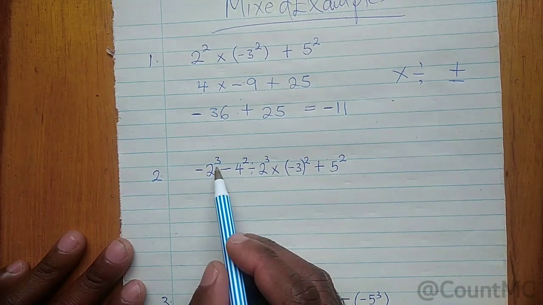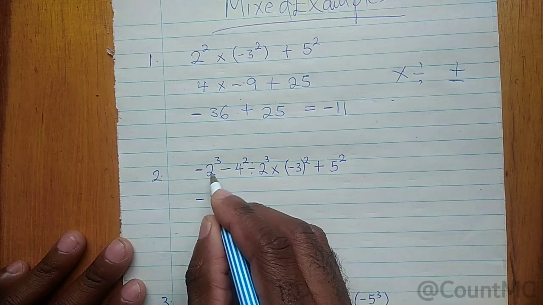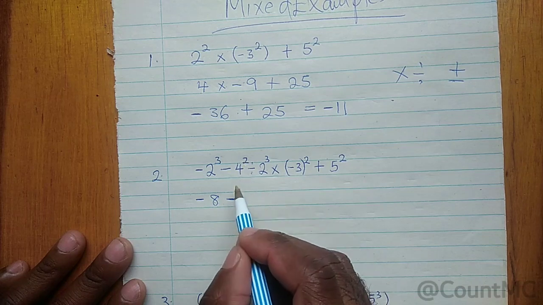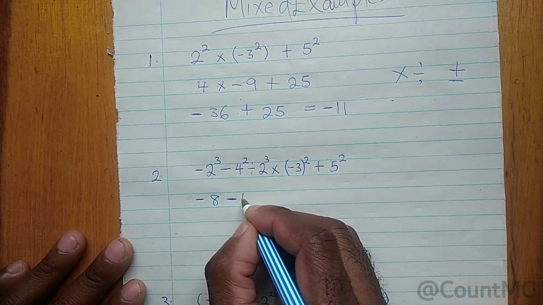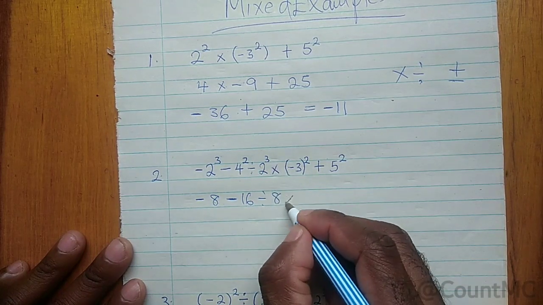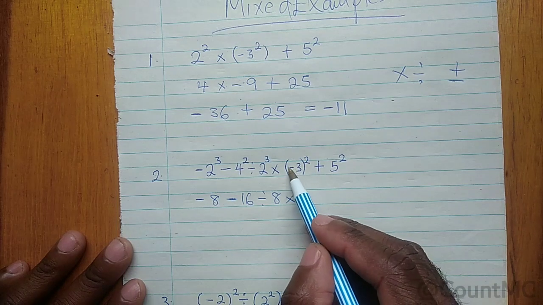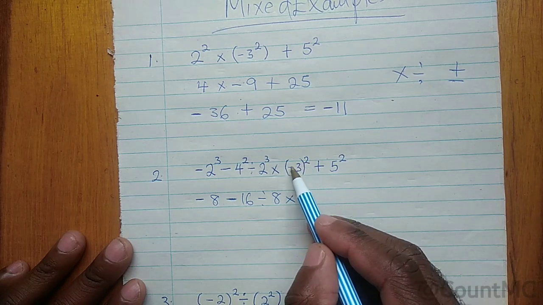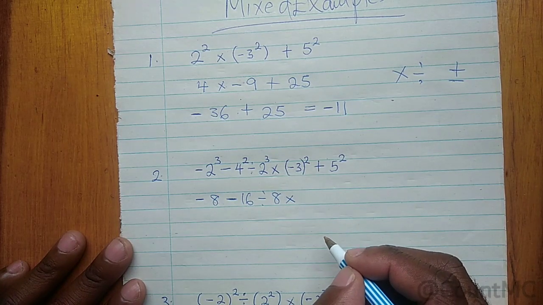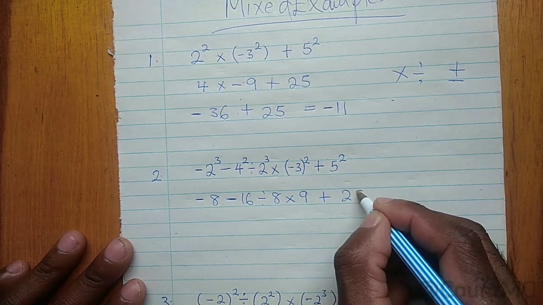So minus 2 to the power 3, only this 2 is being affected by the 3. So this is a minus 2 to the power 3 is 8. Minus, only the 4 is being affected by the 2. So 4 to the power 2, that's a 16, divided by 2 to the power 3, that's an 8, times... everything is being affected by the 2 because they are in the bracket. How many negatives do you have? You've got 2 of them, so this will be positive. 3 to the power 2, that's a 9, plus 5 to the power 2, that's a 25.